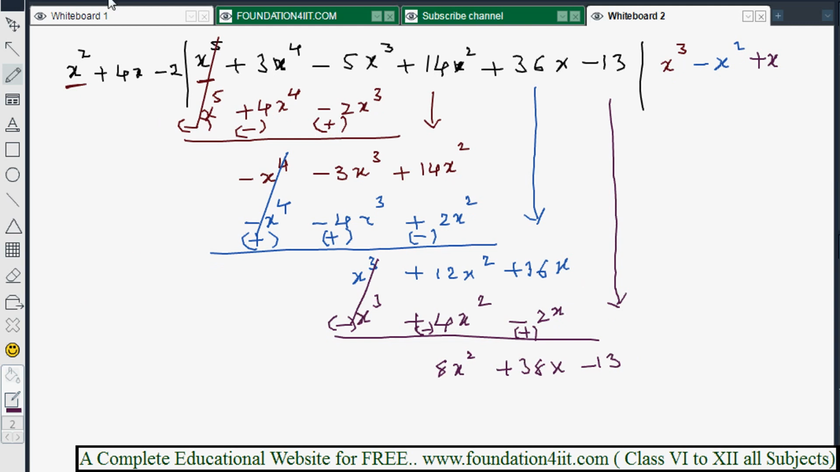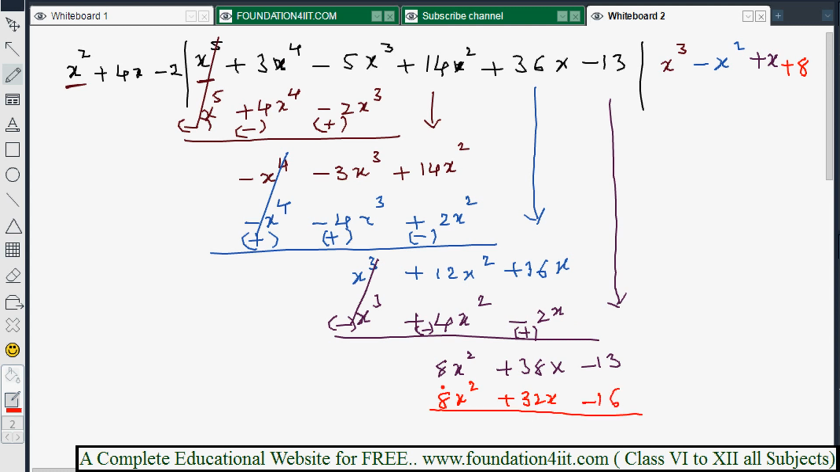x square into dash is 8x square, so obviously plus 8. Now take this 8 and multiply each and every term in this divisor: that is 8x square, 8 into 4x, 8 fours are 32x, again 8 into minus 2 is minus 16. Each and every term we multiply. No more terms to take down.